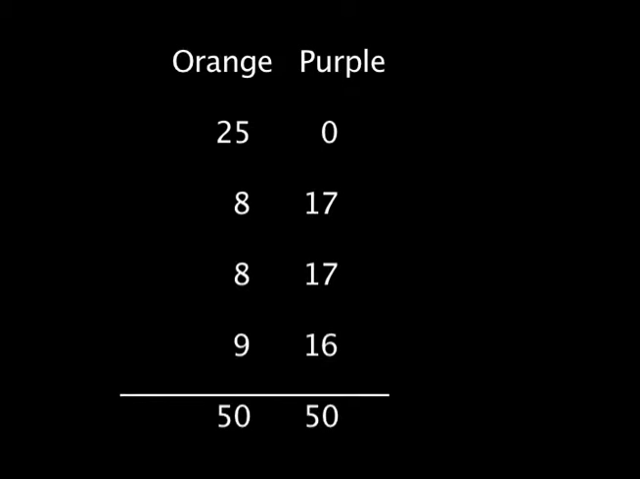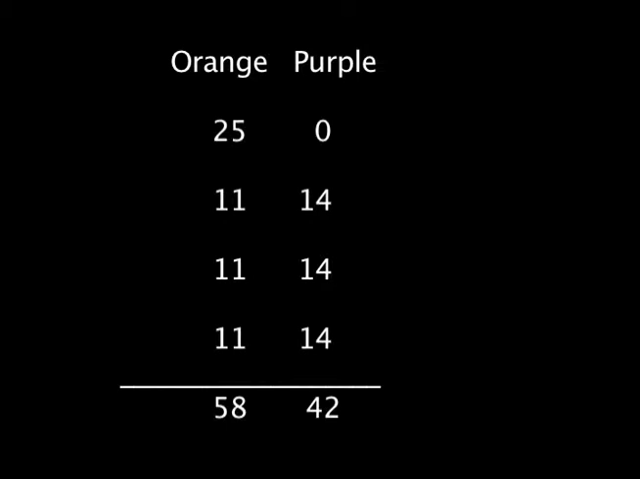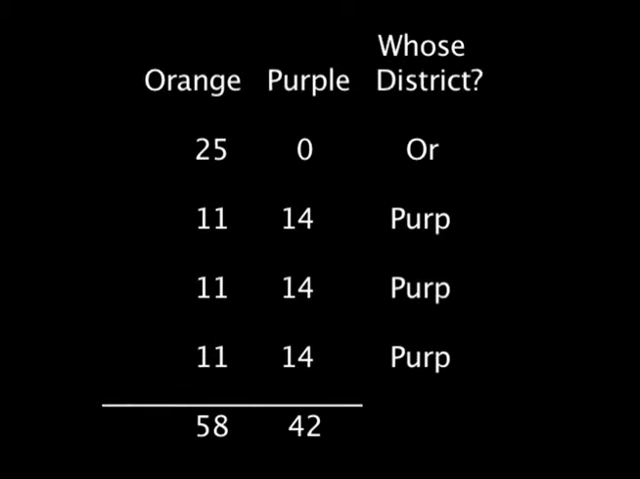Now look what happens when the purples start defecting to the orange side. Holy moly, it's a landslide. Look at how many more oranges there are. But, oh yes, the districts. There are still 3 purples and only 1 orange.